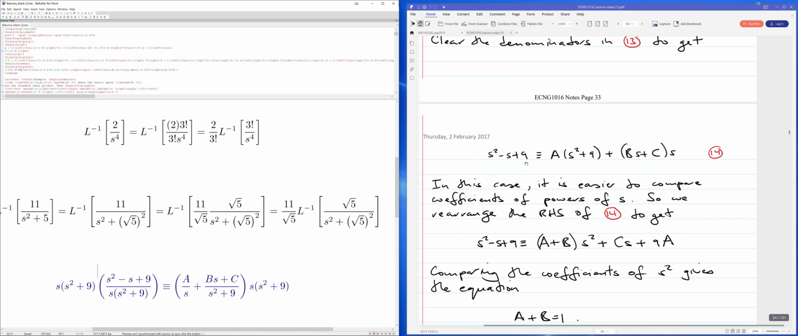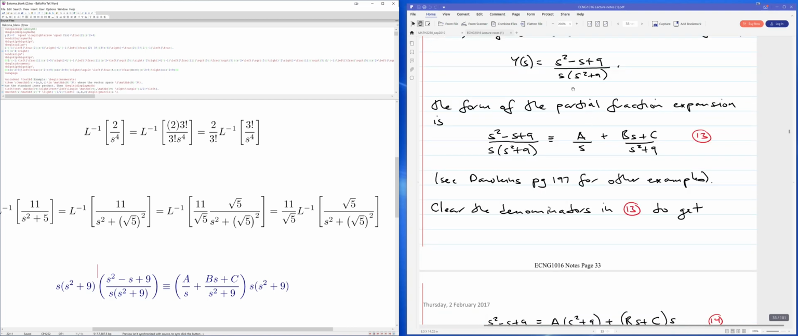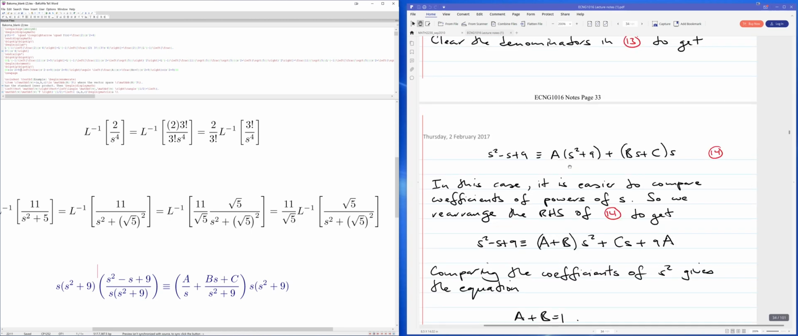And now at this point, what you want to do is figure out what your constants A, B, and C are. There's a couple of ways to do this. You could substitute values, or you could compare powers of s. In this case, it's easier to just compare powers of s. That usually happens when you have quadratic factors. If you just had purely linear factors in the denominator here, it'd be easier to substitute values. Anyway, so let's just compare the powers of s.